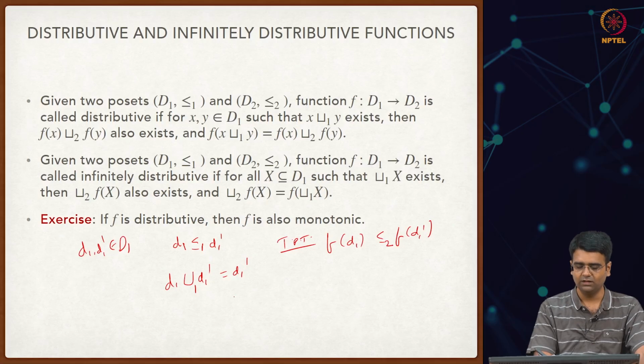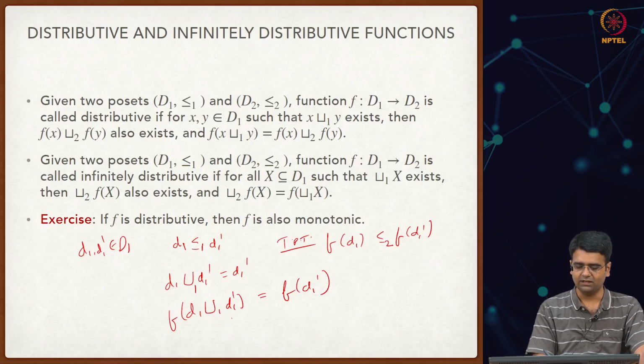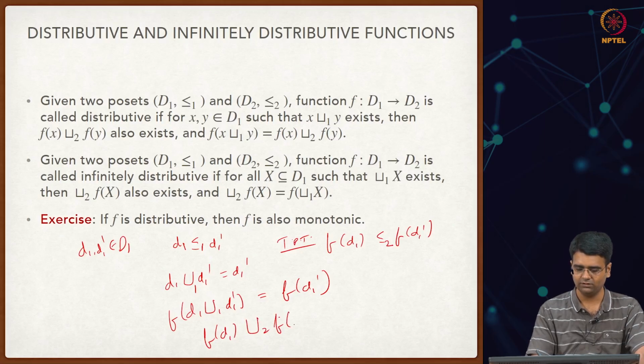Now let me apply the function f on both sides. So I have f of d1 join with d1 prime, which is equal to f of d1 prime. But now let me use the fact that the function is distributive. Therefore this f of d1 join d1 prime is the same as f of d1 joined, in the lattice d2, with f of d1 prime.